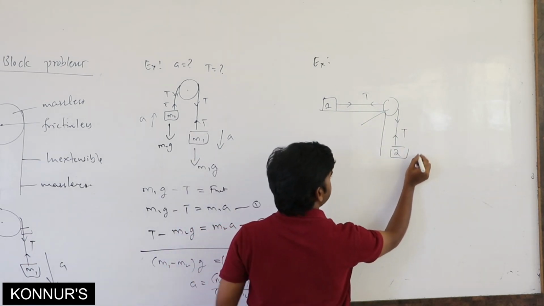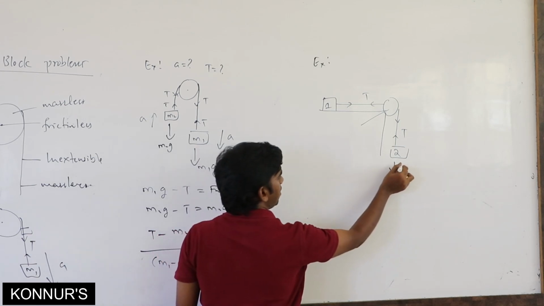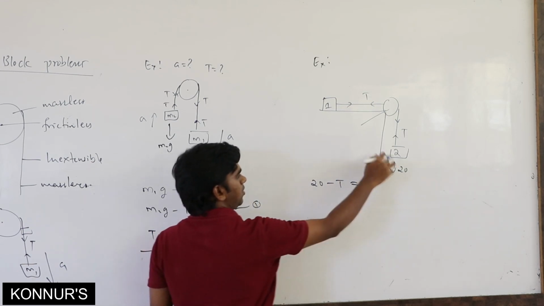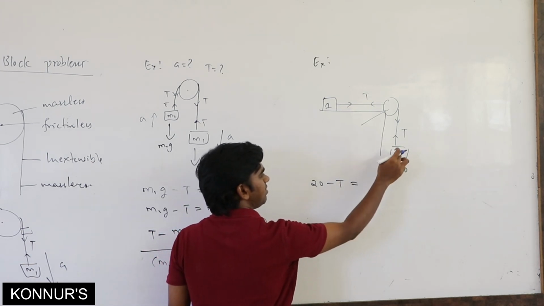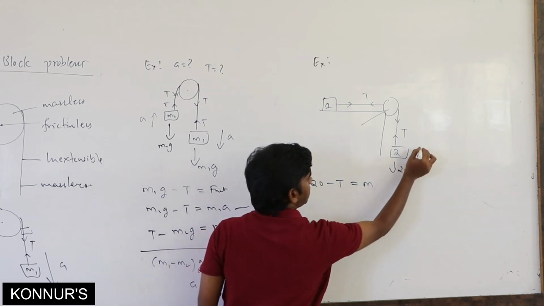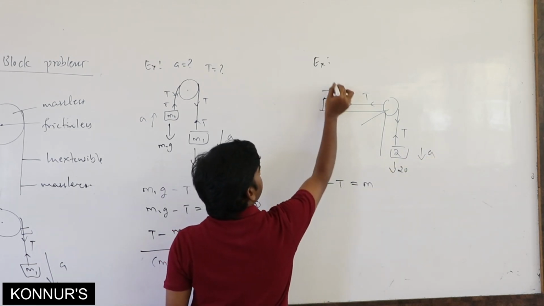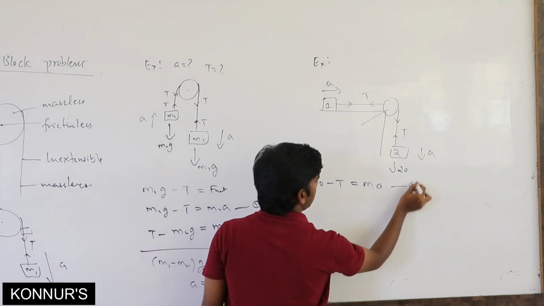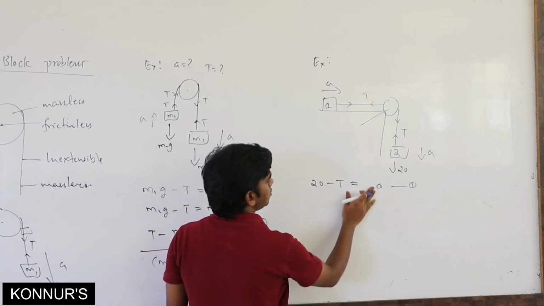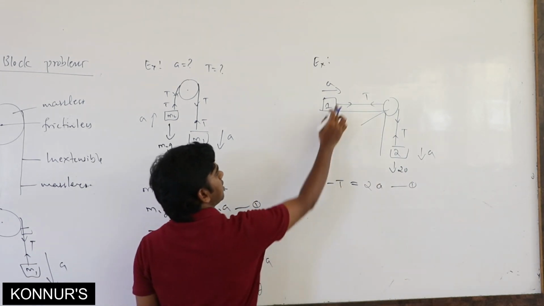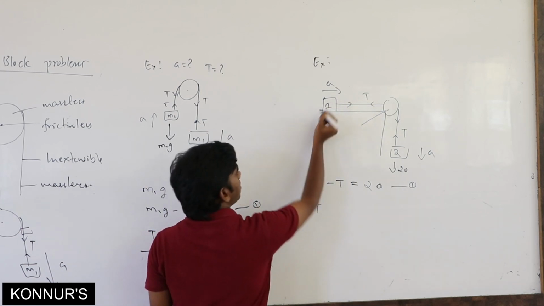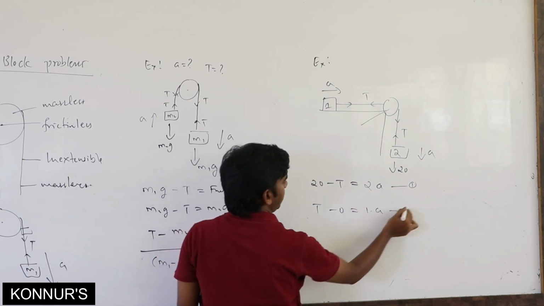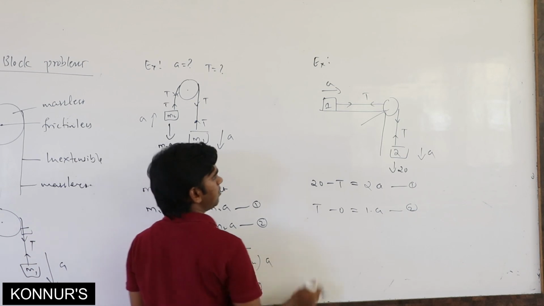So what is its acceleration, or what is the net force? Downward is 20, upward is T. 20 minus T equals F net. What is F net? Mass into acceleration. Take acceleration as A. Both are connected, so they move with the same acceleration. Mass into acceleration, you got one equation. So what is the mass? Mass is 2 kg, so you get 2A. Here, tension is in this direction. Minus, nothing is there, 0 equals 1 into A. You got the second equation.